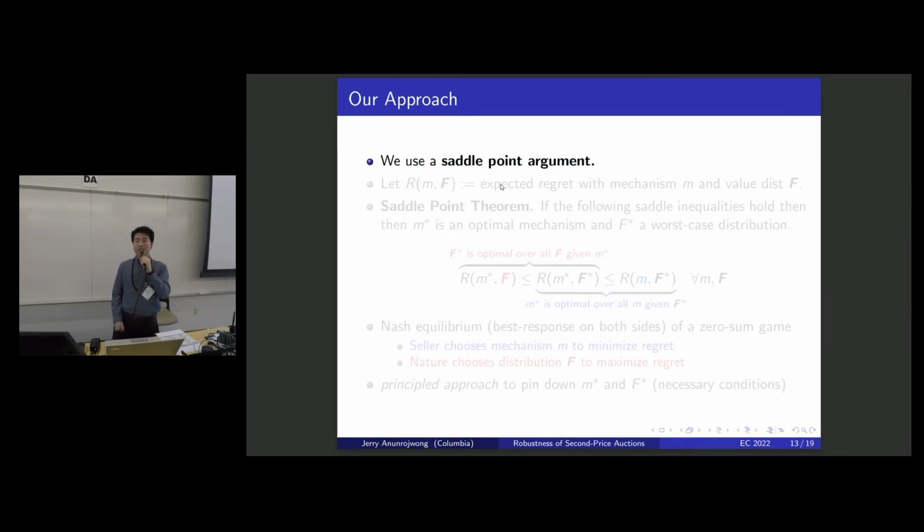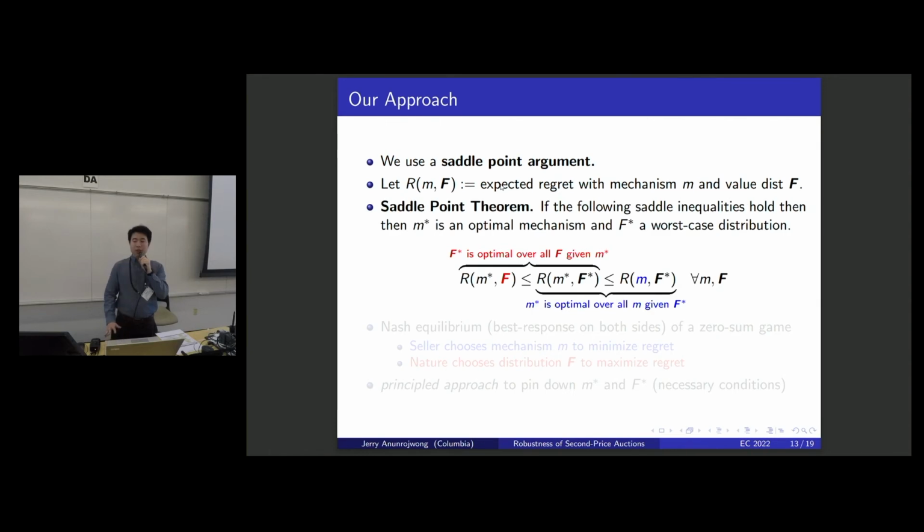Our approach is via a saddle point argument. Let R(M, F) be the expected regret with mechanism M and value distribution F. The well-known saddle point theorem says that if the saddle inequalities hold, then M star is an optimal mechanism and F star a worst-case distribution.